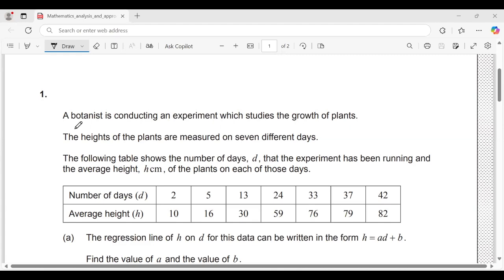Number one, a botanist is conducting an experiment which studies the growth of plants. The height of the plants are measured on 7 different days. The following table shows the number of days, D, that the experiment has been running and the average height, H centimeters, of the plants on each of those days. There are 7 days, so n equals 7. And these are the data.